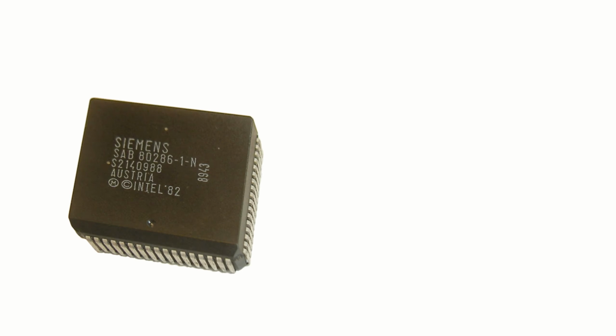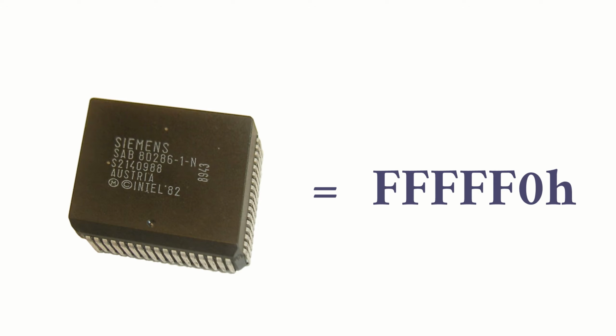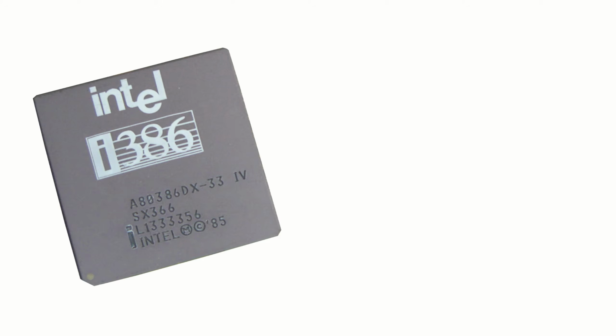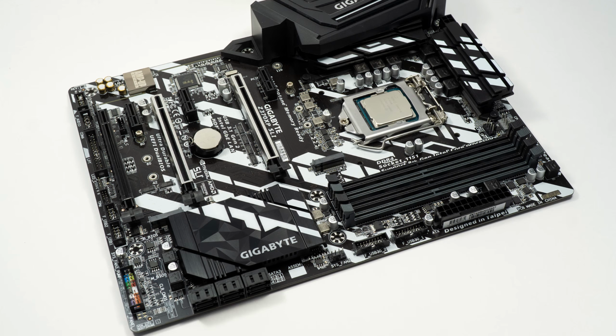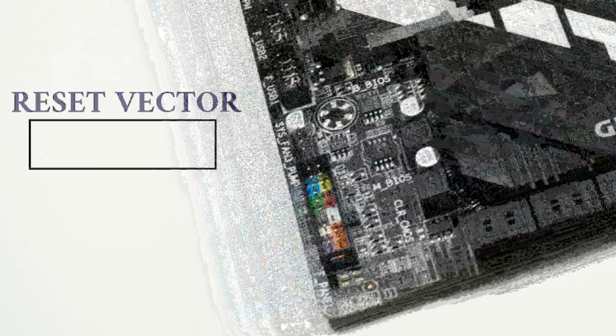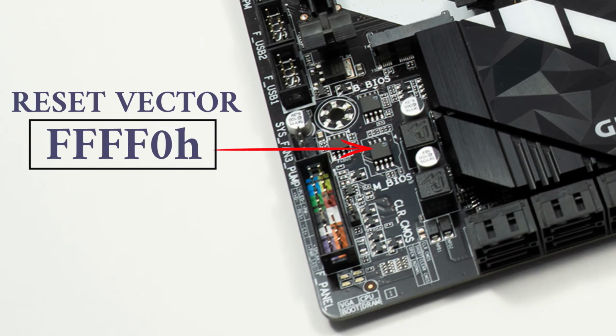The reset vector for the 80286 processor is FFFFF0H. Last 16 bytes below 16 megabytes. The reset vector for the 80386 and others is FFFFFF0H. Last 16 bytes below 4 gigabytes. The BIOS ROM is mapped into this address, the reset vector. To say it in another way, this address points to the BIOS.